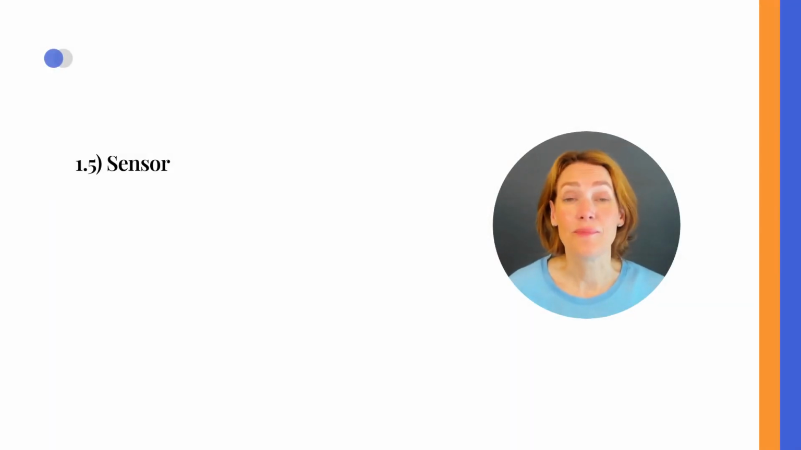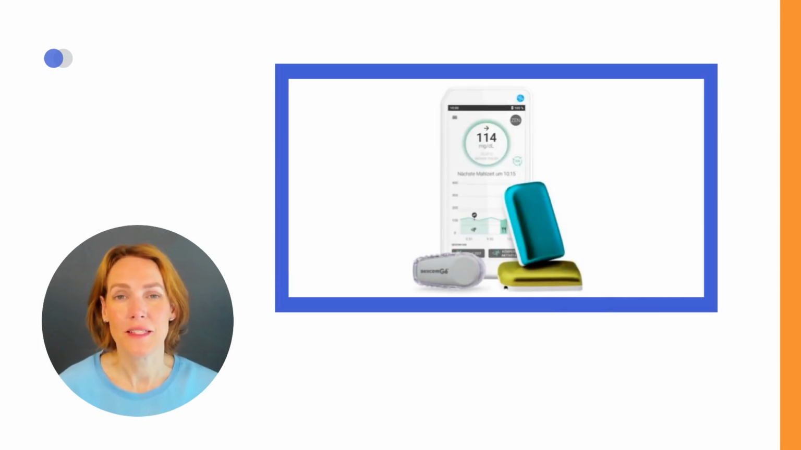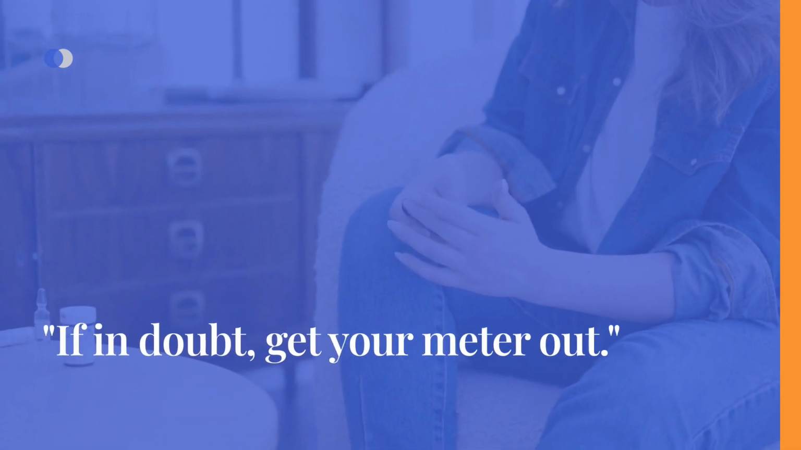1.5. Sensor. The DBLG1 system utilizes the Dexcom G6 sensor for glucose monitoring. If your sensor does not show a number or arrow, or your readings do not match your symptoms, use your finger prick meter to make diabetes treatment decisions. When in doubt, get your meter out.